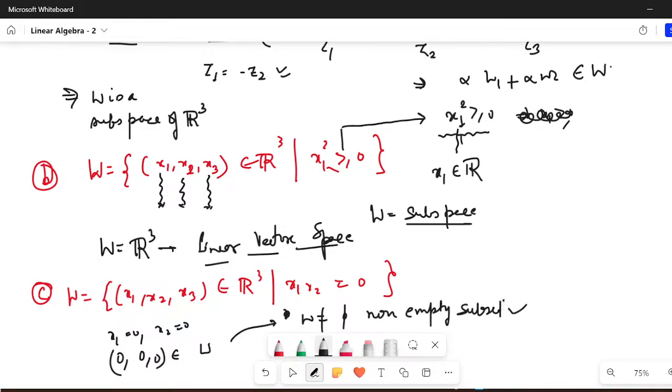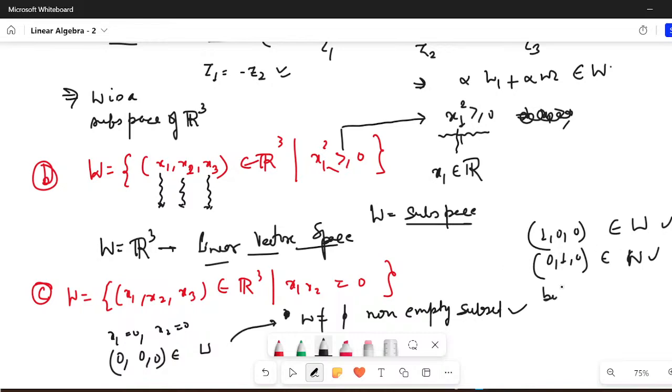It will be a non-empty subset. Now let us go a little bit further and see whether it is a subspace or not. So what should I take? I will take one thing. I know that we have to make this x1 into x2 as 0, right? So I'll take 1 comma 0 comma 0. This belongs to W, right? And I'll take 0 comma 1 comma 0. This also belongs to W, right? Both of them belong to W since x1 x2 is equal to 0.